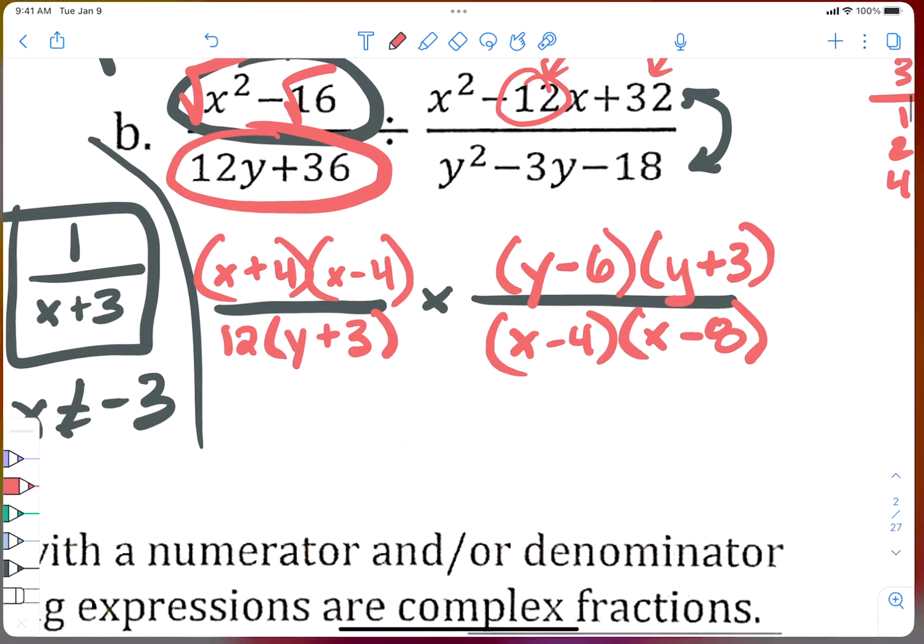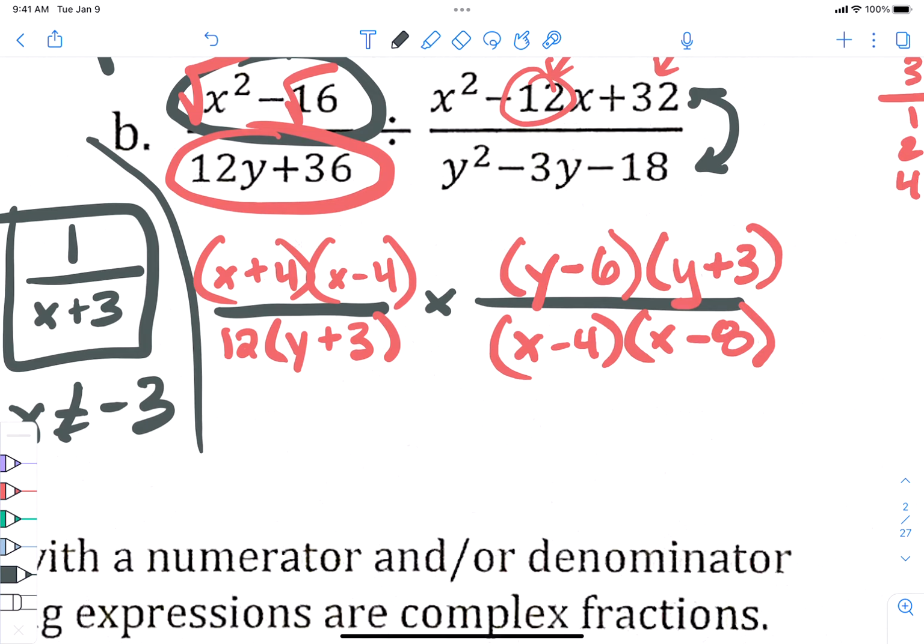Okay, now this is the best part. This is my favorite part. Cross, cross, cross, cross, right? Keep all your stuff really organized. Let's cross some x minus 4s out. And let's cross some y plus 3s out.